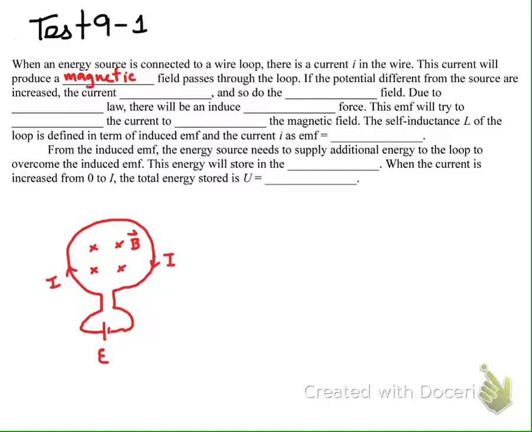If the potential difference from the source is increased, the current increases, right? The current increases, and so does the magnetic field.